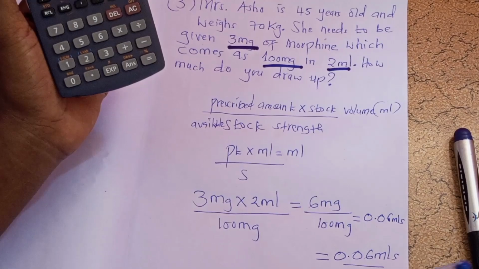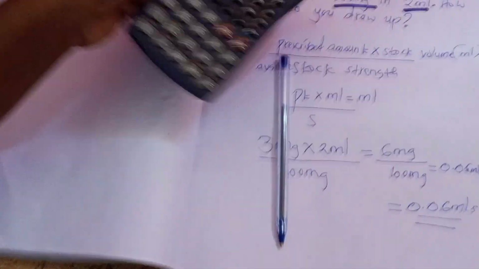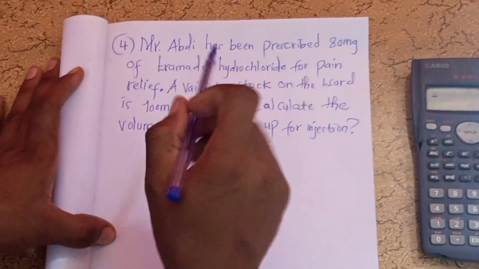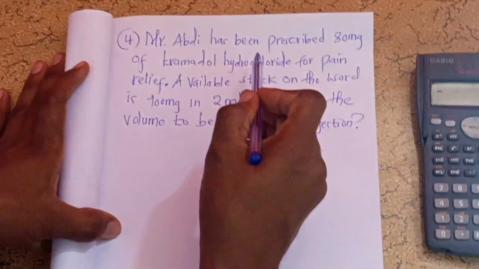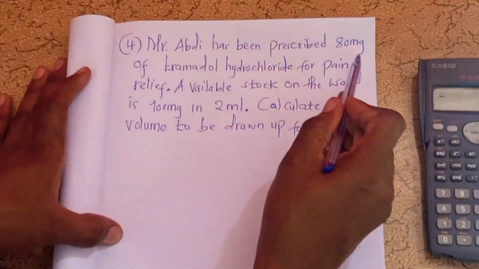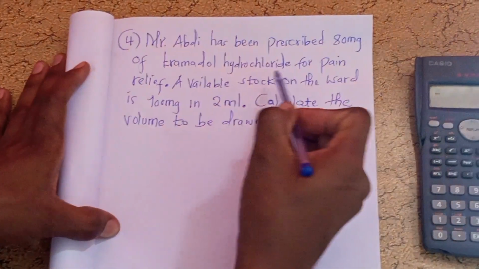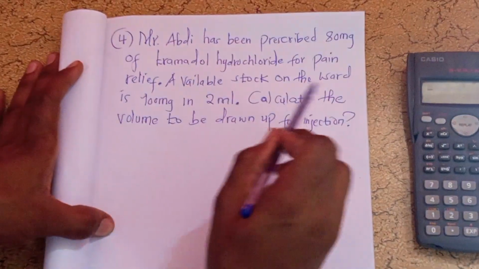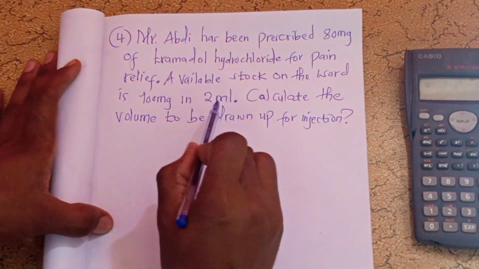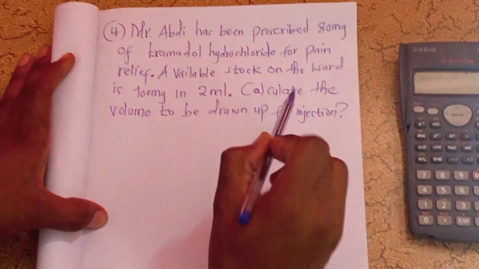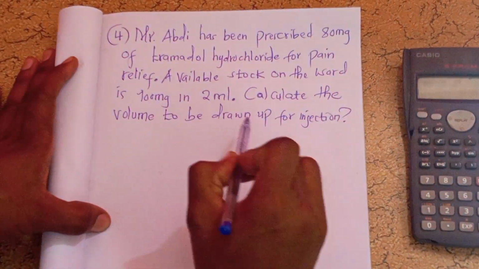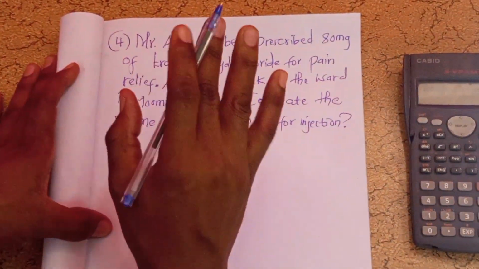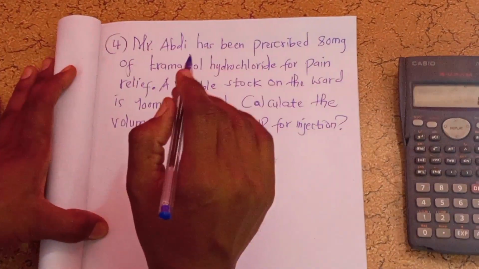So let us move to the next question. Okay, we have another question here, which says Mr. Abdi has been prescribed 80 mg of tramadol hydrochloride for pain relief. Available stock on the ward is 100 mg in 2 ml. The question is: calculate the volume to be drawn up for injection. So we need to calculate.